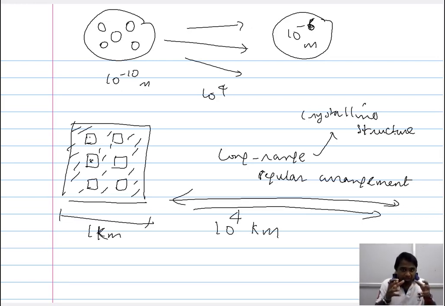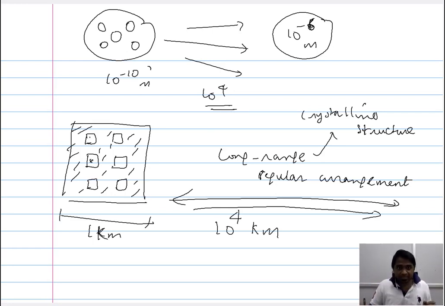So what it means to have a regular arrangement in a long range is that it should not be arranged regularly only in a local region. It should not be just within 1 kilometer or so, or just 10 to the power minus 10 meter. It should extend to 10 to the power 4 times. This arrangement should extend over a very long range, and that very long range is something close to 10 to the power 4 times.